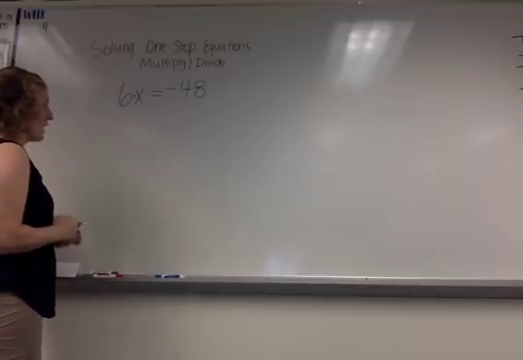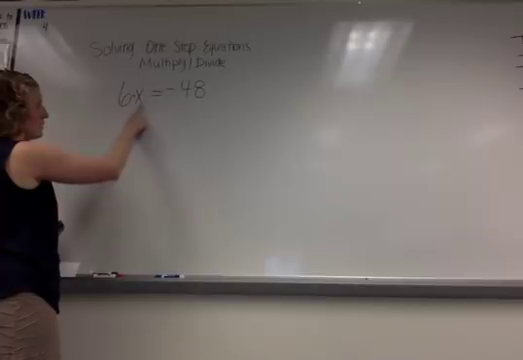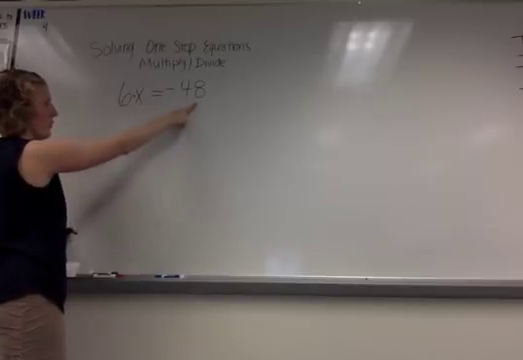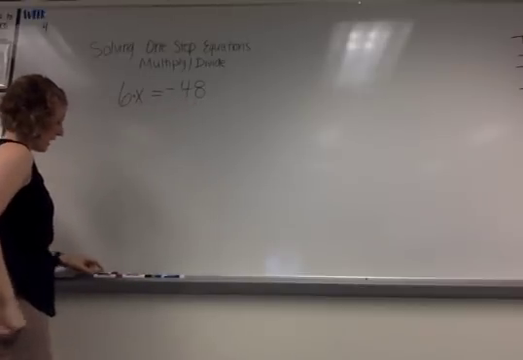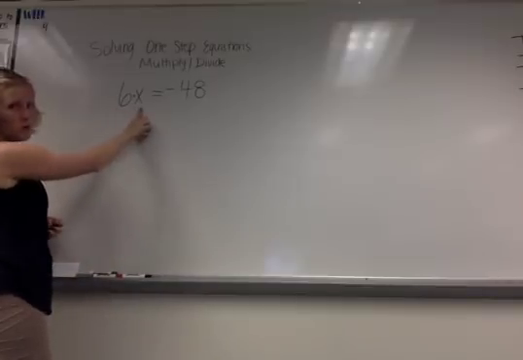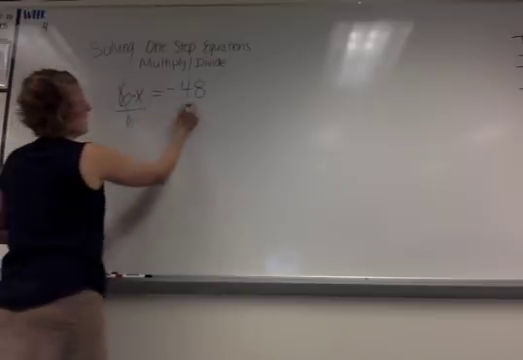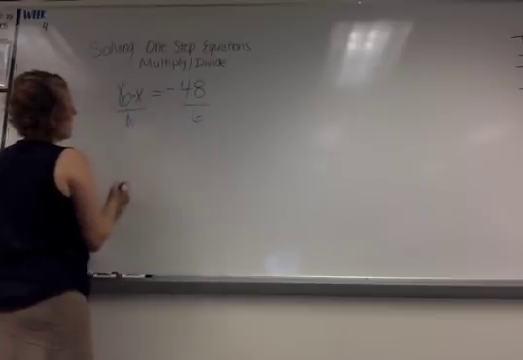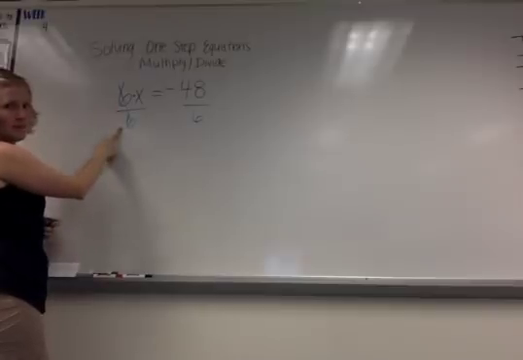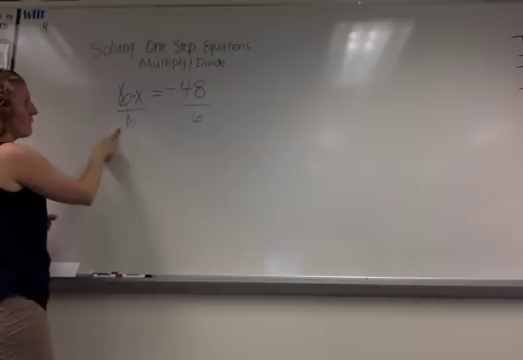Okay? So again, when you do this, if you can't just visually see, or you can't just look at that and know what multiplies to get a negative 48, you would do the inverse operation. So the inverse of multiply is divide. So I would divide by 6 and divide by 6. 6 divided by 6 cancels. If you type that in your calculator, 6 divided by 6, that will give you 1.